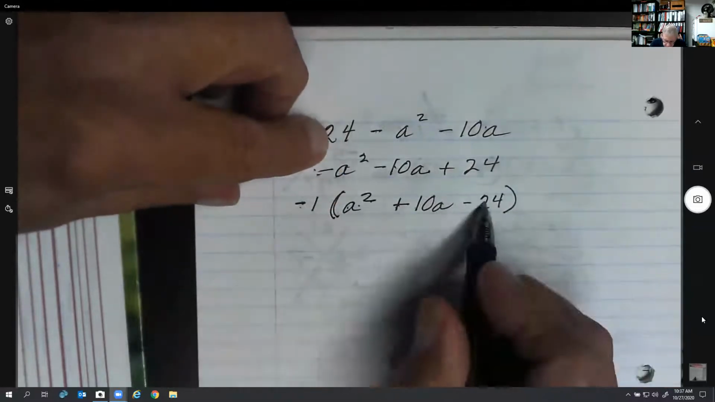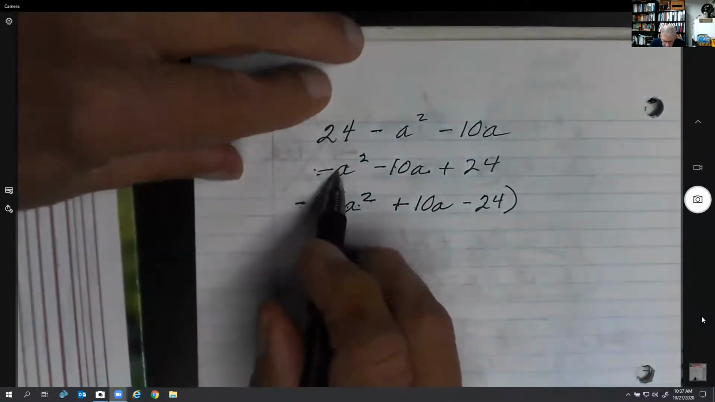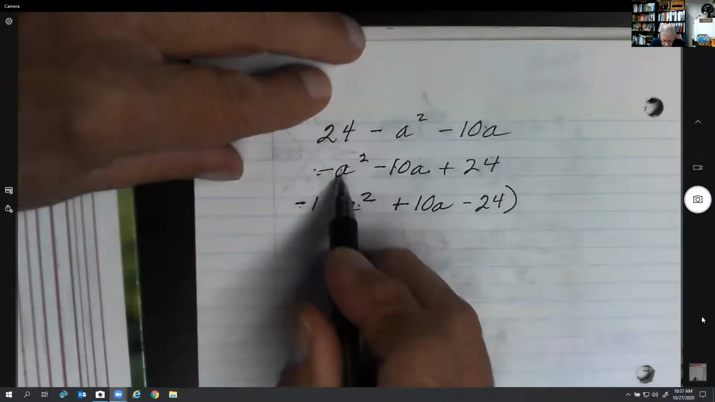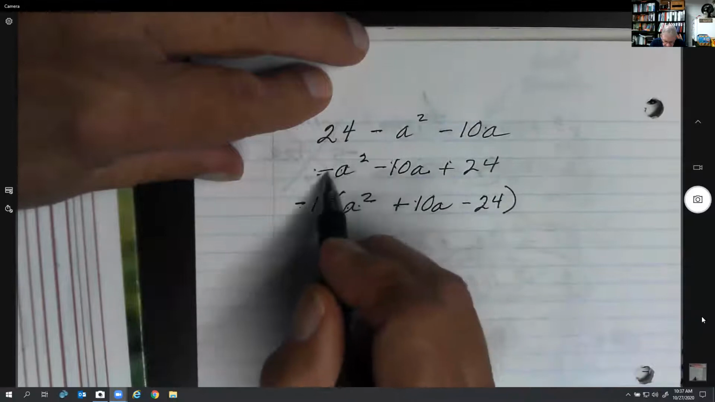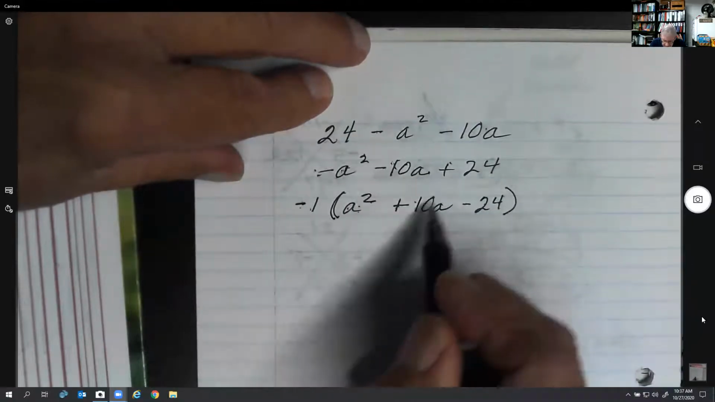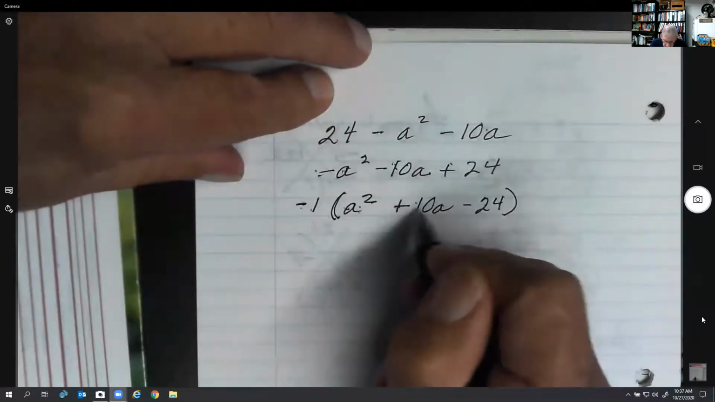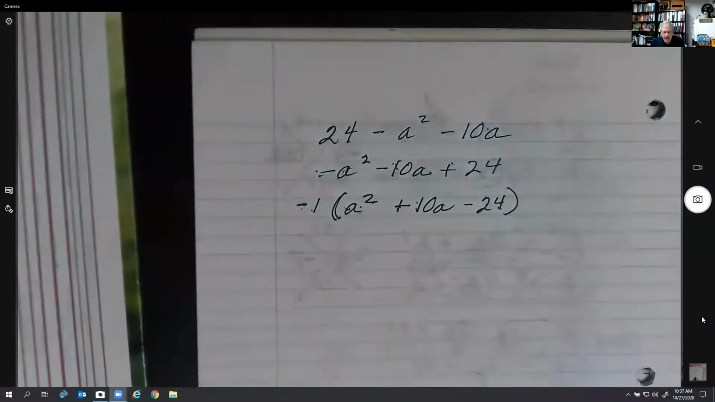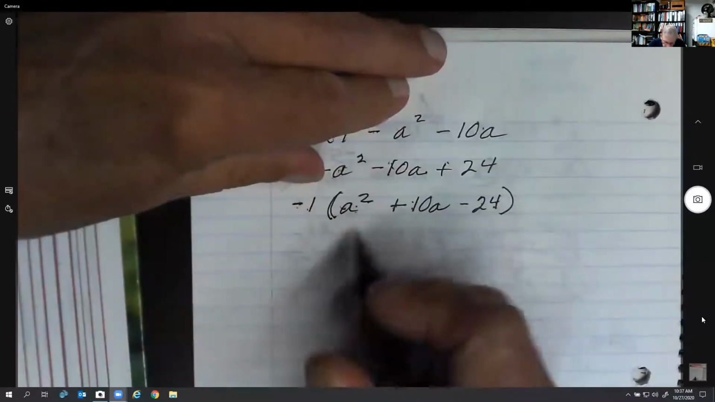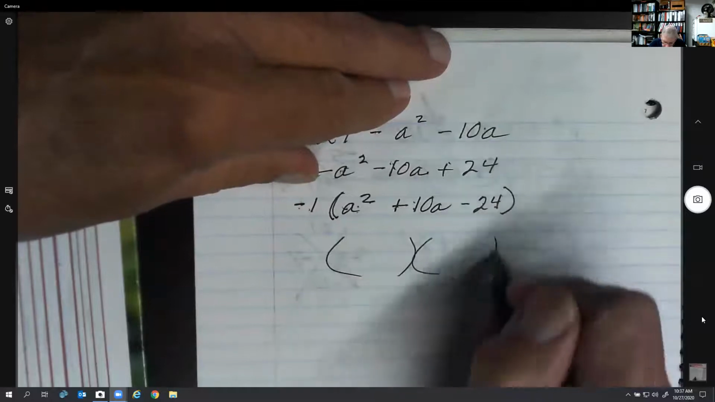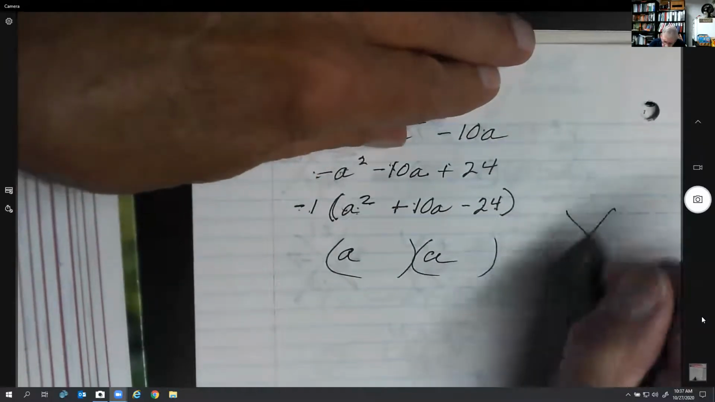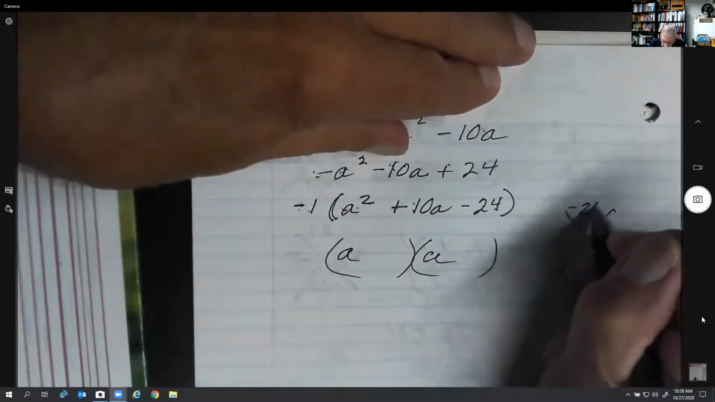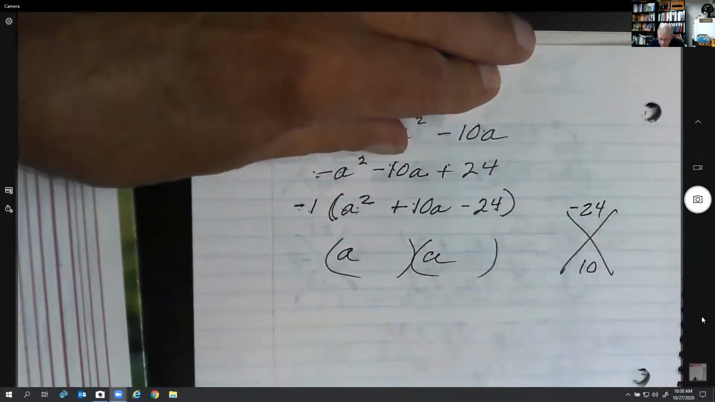See? So we're going to change the signs. We're factoring out a negative. It becomes positive, becomes positive, becomes negative. Taking out a -1 changes all the signs. Change, change, change. Okay, now this is what we're going to try to factor down. Obviously, this is going to be a and a. So let's do our little X thing here, -24 and a positive 10.